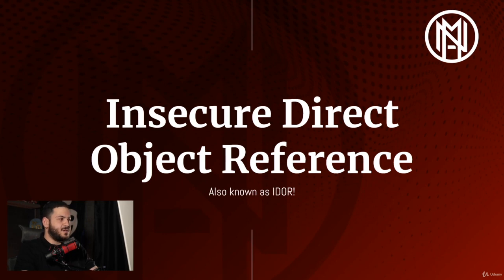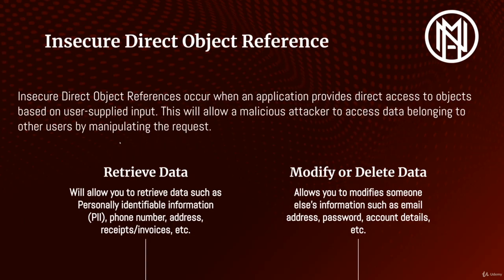Now let's talk about insecure direct object reference, also known as IDOR, one of the most popular vulnerability types found in bug bounties. An IDOR is when an application provides direct access to an object that doesn't belong to that user. This allows a malicious attacker to access data that doesn't belong to them, and that data could be anything from PII, invoices, receipts, and so on. An IDOR isn't just limited to retrieving data, but it could also allow you to modify or delete it as well.